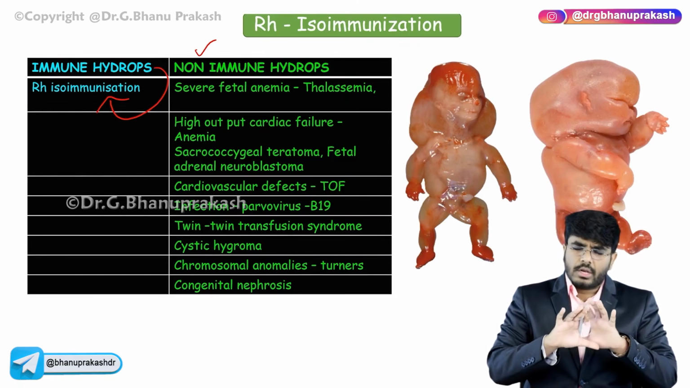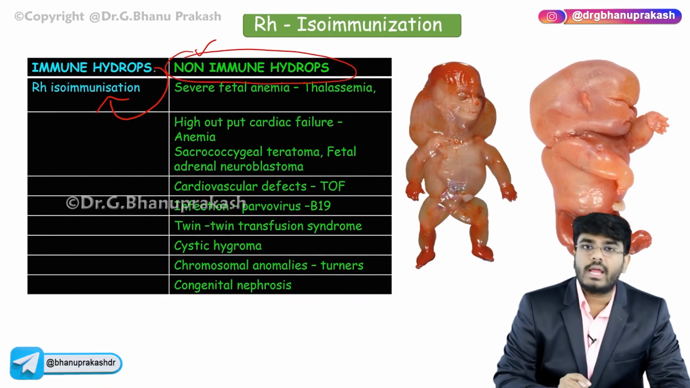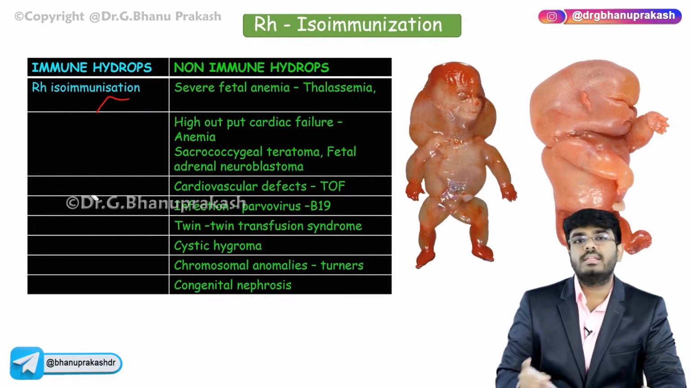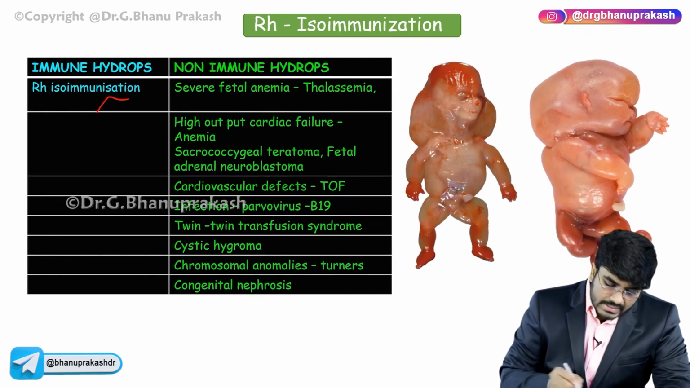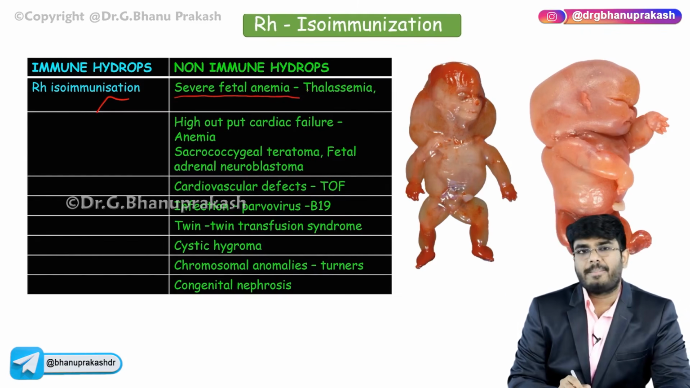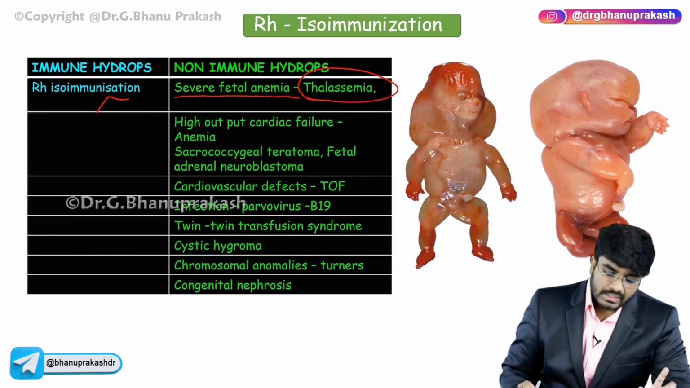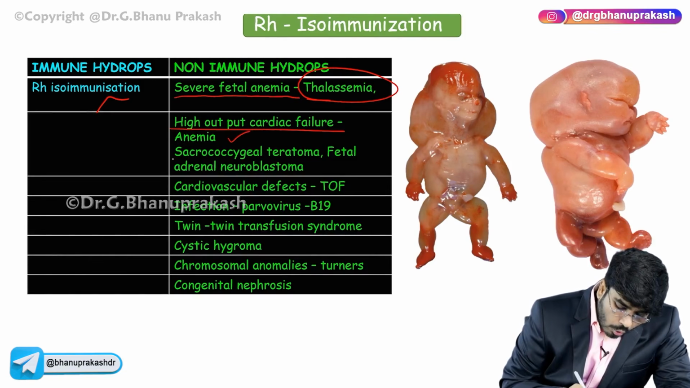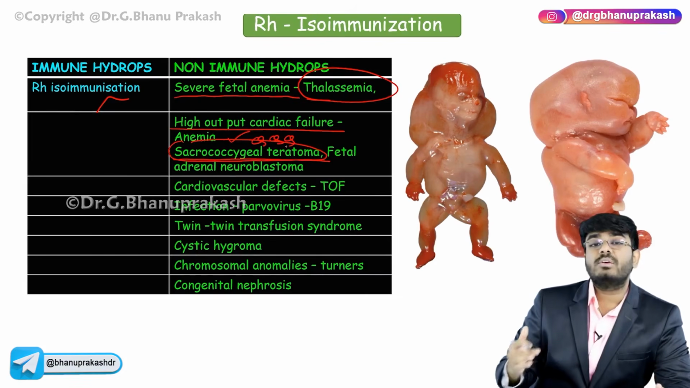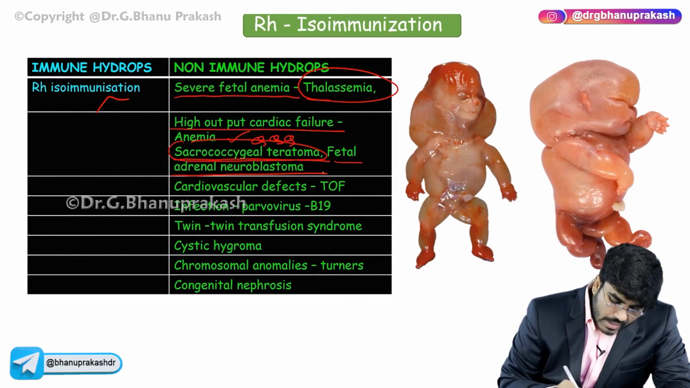If there is no role of the immune system, it means non-immune Hydrops. Non-immune Hydrops means Hydrops is happening in the baby, but the immune system is not responsible for it. Any condition associated with severe fetal anemia, for example thalassemia. Thalassemia is not because of immune dysfunction. Very important: thalassemia or anything associated with high output cardiac failure, anemia, sacrococcygeal teratoma, MCQ, sacrococcygeal teratoma is an example of non-immune Hydrops. Also fetal adrenal neuroblastoma, and cardiovascular defects.